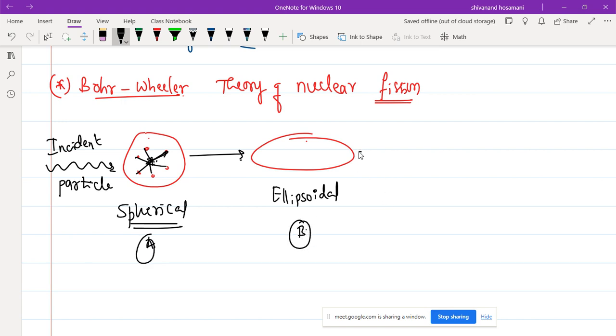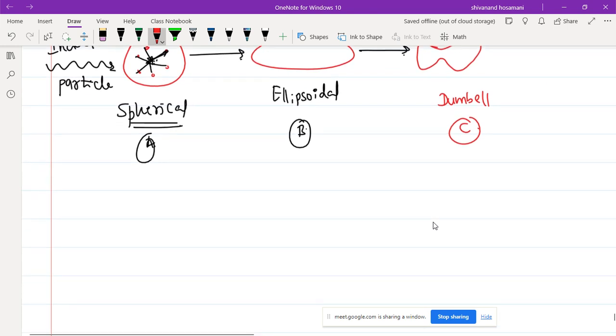Then after this, the nucleus goes into a dumbbell shape. It is going to convert into a dumbbell shape. Wait a second. The dumbbell shape goes like this, right? So this is the dumbbell shape. This is the C process. After this, it is going to convert into the critical shape.